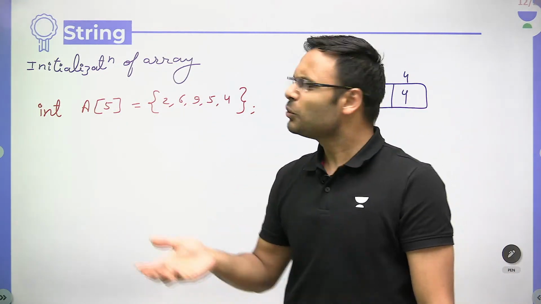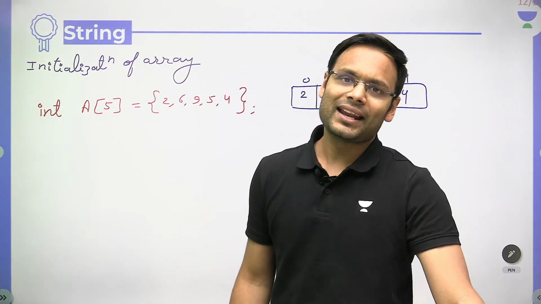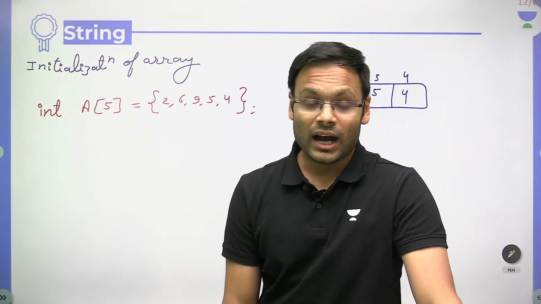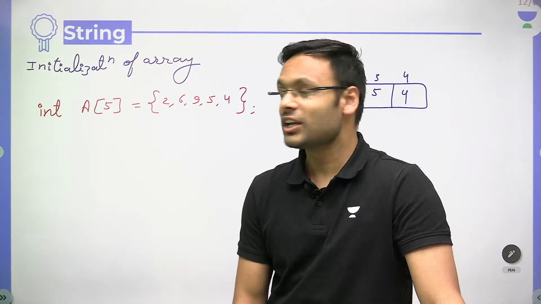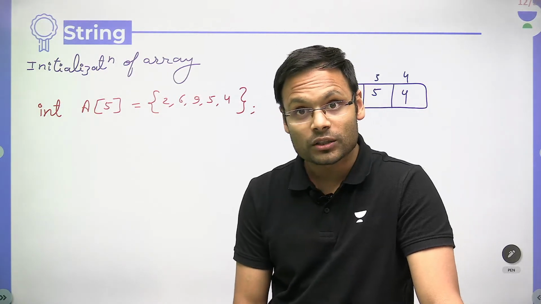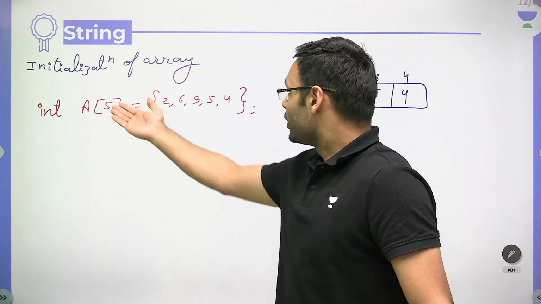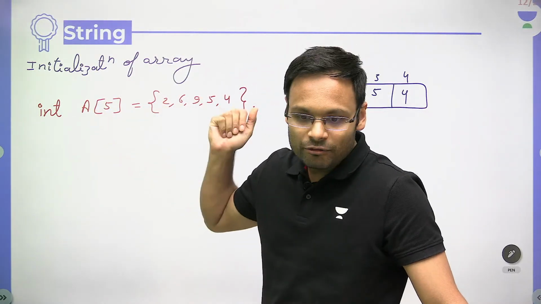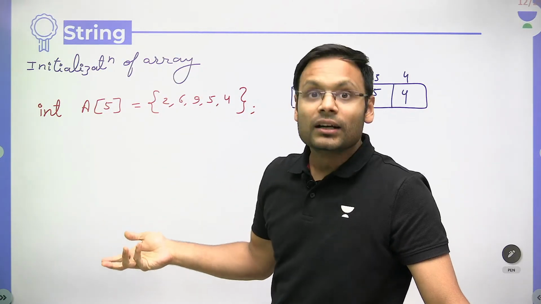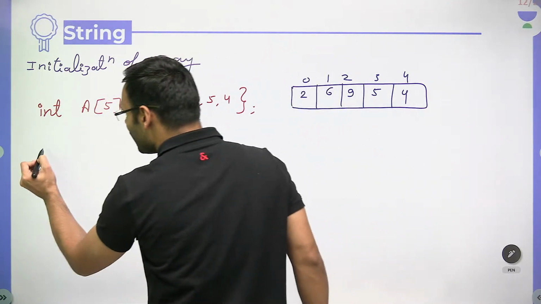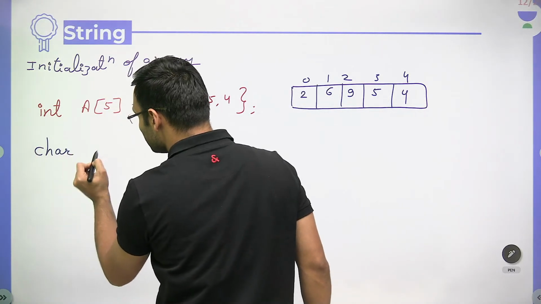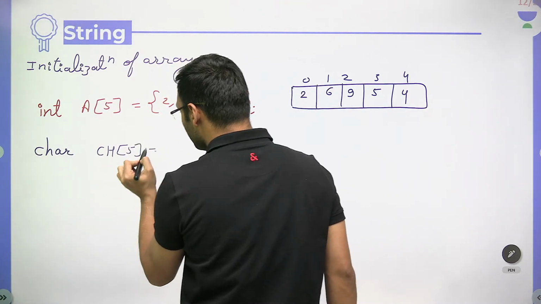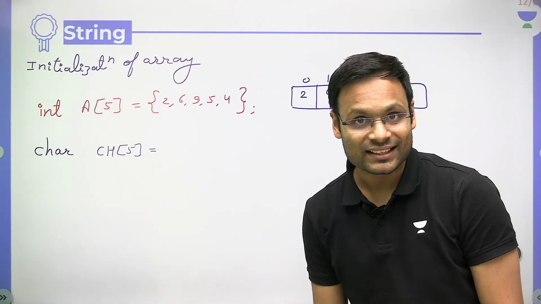So if, sir, you are saying that an integer array can be initialized, then a character array can also be initialized? Yes, absolutely. Instead of integer type, you make it character type, and instead of integer values, you make the values characters. That's it. Let's see. So if you have a character type array, let's say ch, with array size 5, now you will have to have 5 characters.